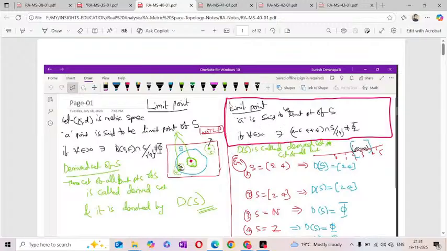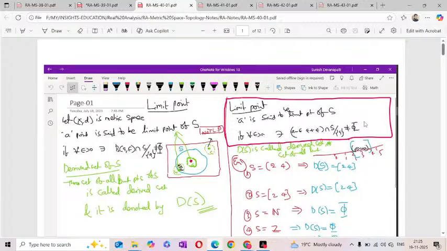In real analysis, a is said to be a limit point of S if for every epsilon greater than 0, the intersection of (a minus epsilon, a plus epsilon) with S must be non-empty. That type of point we call the limit point.